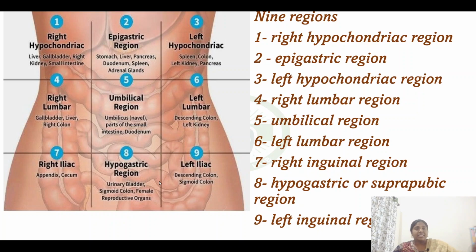In the medical and nursing profession, you should be able to say the patient is complaining of pain in the right lower quadrant or right iliac region, or the patient is having epigastric burning, or a burning sensation near the epigastric region, umbilical region. These 9 regions we are supposed to know.